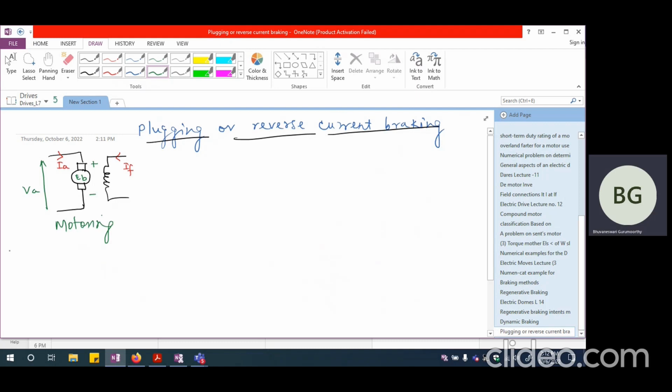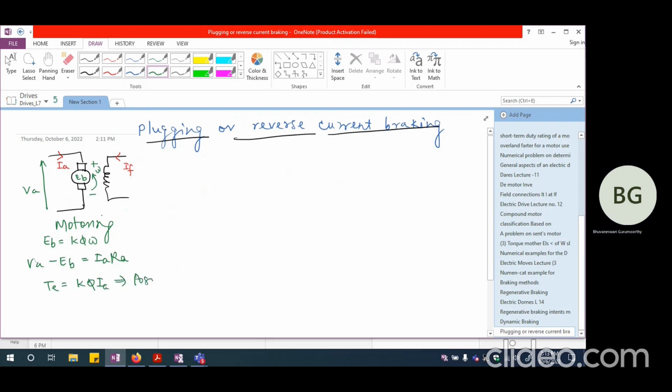So during motoring, I'm going to have EB equal to K phi omega, and we are going to have VA minus EB equal to IA RE. Now maybe omega is in a particular direction like this. Okay, so now TE is going to be equal to K phi IA. So this is going to be positive. So this is the motoring operation.